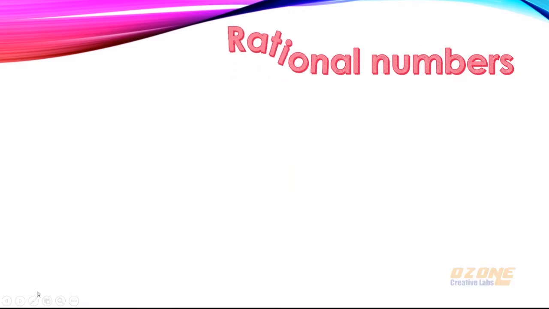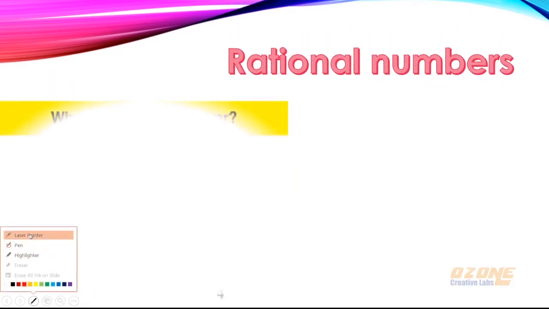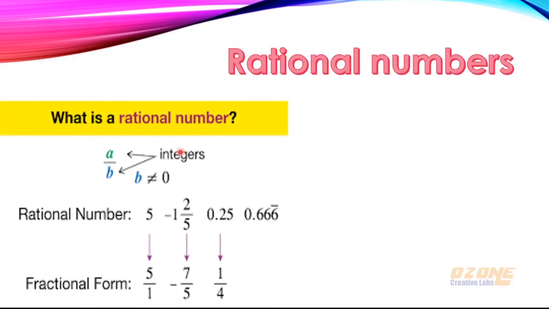Next we will see rational numbers. What is a rational number? A rational number is a number with a numerator and denominator, a number we can write in the form of a by b, where a and b will be some integers. Integers we have already studied. All positive and negative numbers are called integers. So a and b will be some integers.